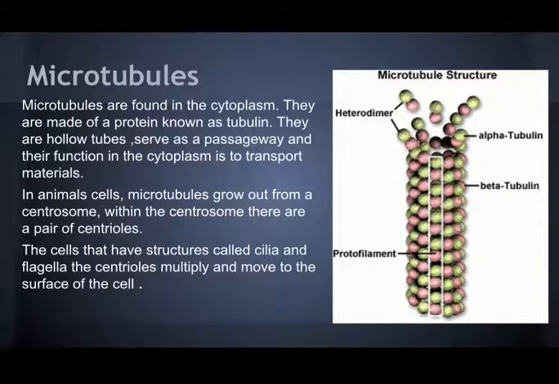Microtubules are found in the cytoplasm. They are made of protein known as tubulin. They are hollow tubes that serve as a passageway, and their function is to transport materials within the cell.